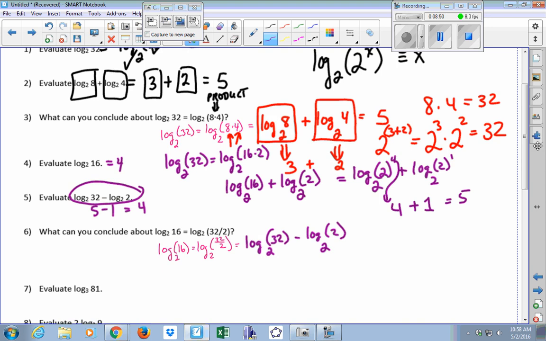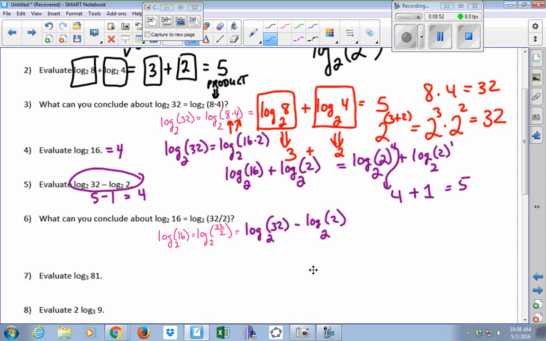So now we have a new property. The new property says if you're taking the log of a quotient, remember quotient is the word we use for division, right? The log of a quotient, you take the log, same base, of the numerator, and you subtract the log base 2 of the denominator. They're all equal to 4, all 3 of these.